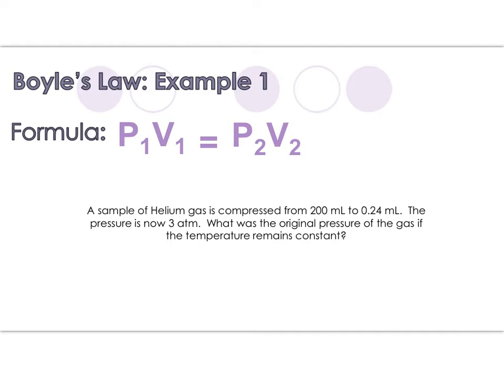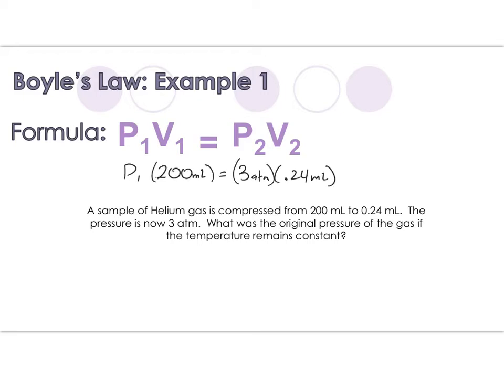We're going to use Boyle's formula and plug in the information given to us in the problem. The sample is compressed from 200 milliliters to 0.24 milliliters, so 200 milliliters is our V1 and 0.24 milliliters is our V2. We don't know what our P1 is, but we do know that the pressure is now 3 atm, so we can solve for P1.